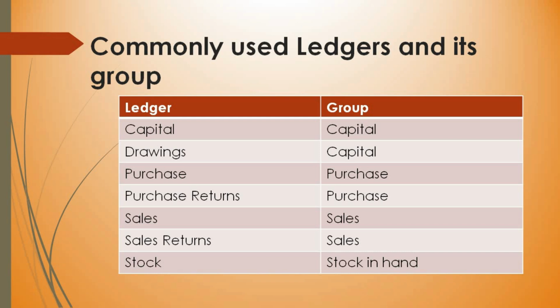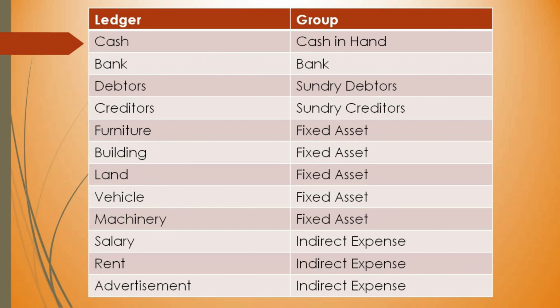Capital comes under capital account. Drawings under capital. Purchase, the group will be purchase. Purchase returns under purchase account. So capital and drawings under capital account. Purchase and purchase returns will be under purchase account. Sales returns will be under sales account. Stock, the group is stock in hand. Cash in hand, and it is a default ledger. Bank account. Debtors, under sundry debtors.